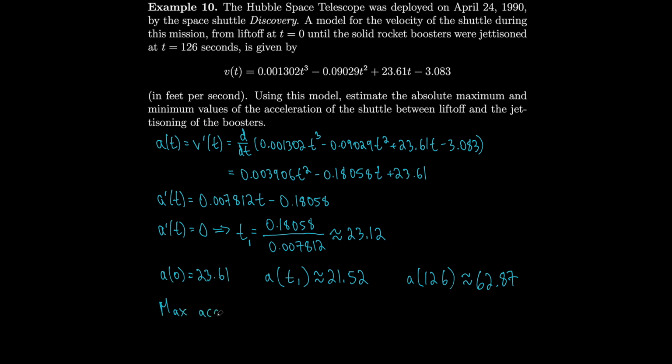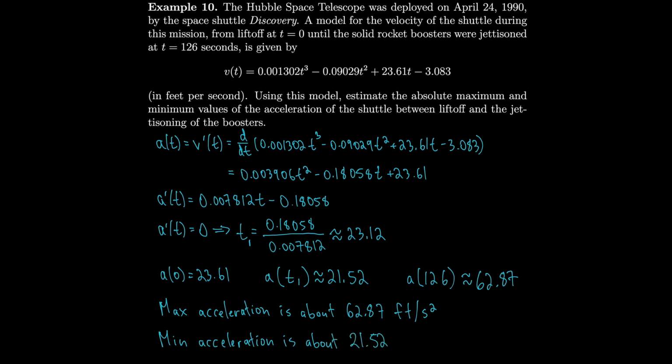So we can write that the maximum acceleration is about 62.87 feet per second squared, and the minimum acceleration is about 21.52 feet per second squared.